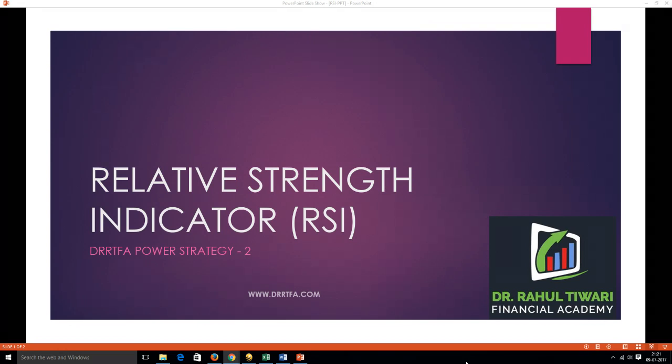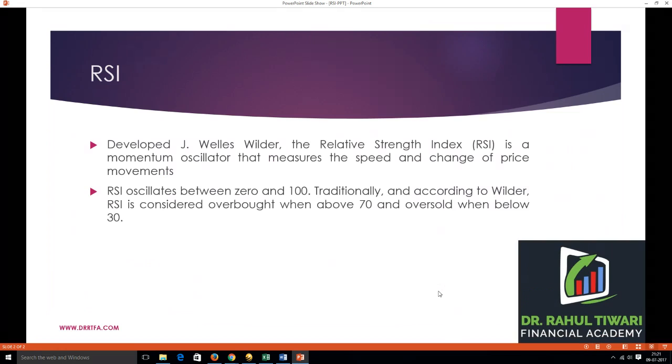www.trrtfa.com. And today we're going to show you our second power strategy, which is TRR-TFA Power Strategy 2, Relative Strength Indicator. In short, RSI. RSI is developed by J. Wallace Wilder. The Relative Strength Index is a momentum oscillator that measures the speed and the change of price movements.